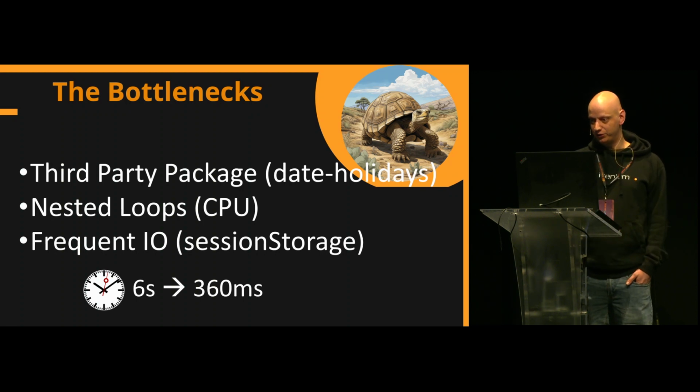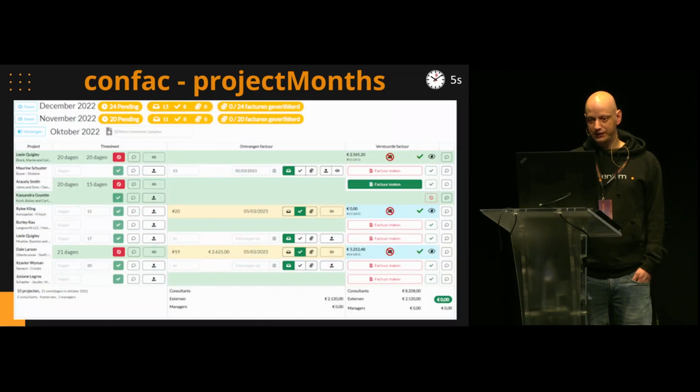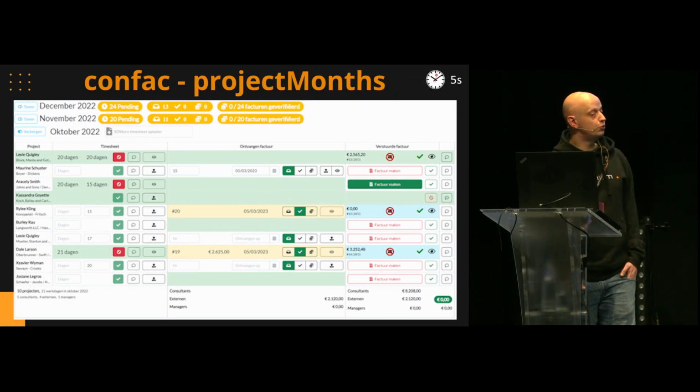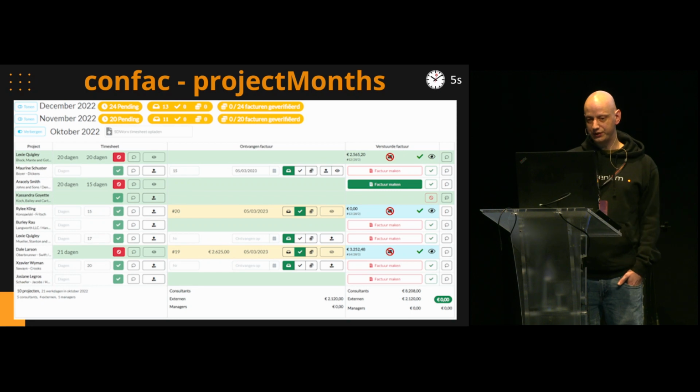But then we get to the meaty part. It's a project months screen, and it looks like this. At the top we have 2 different months, and these are collapsed project months. We're just displaying a few numbers, and then you have a button to open the project month to see all the details, which is a pretty big inline editable grid.